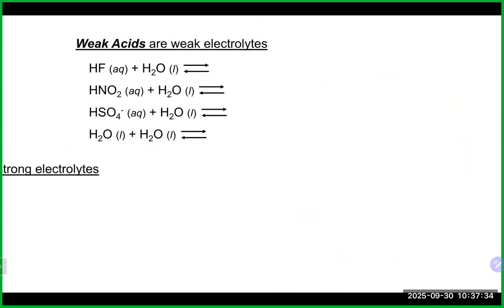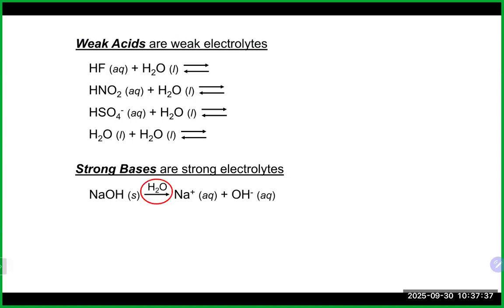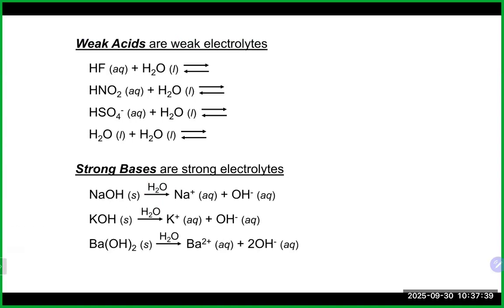Weak acids, on the other hand, as I mentioned, will pretty much stay together, but will break apart a little bit. So same idea here. We would get H3O plus and F minus, H3O plus and NO2 minus.